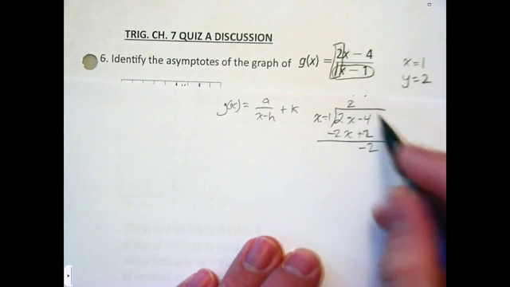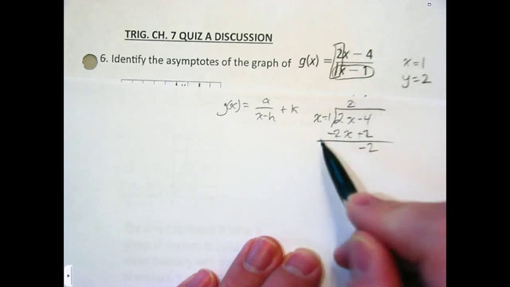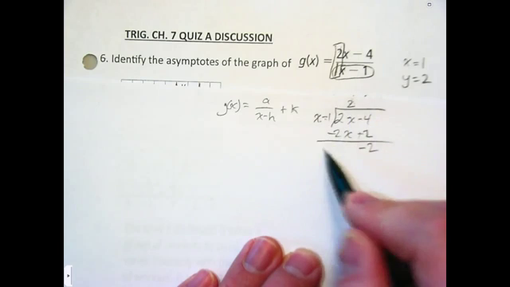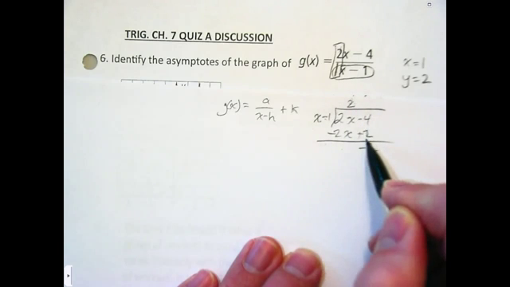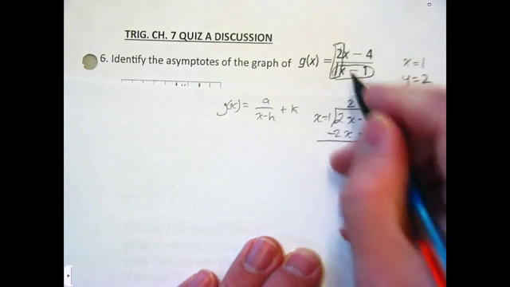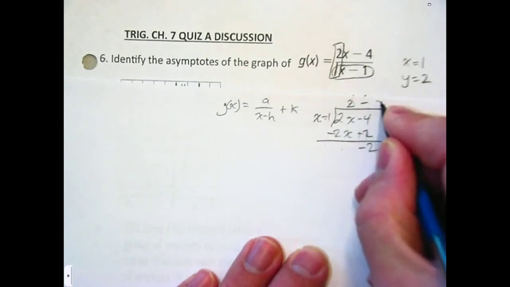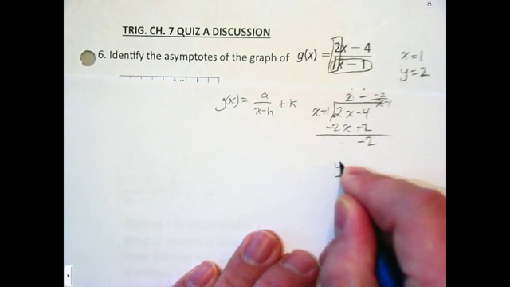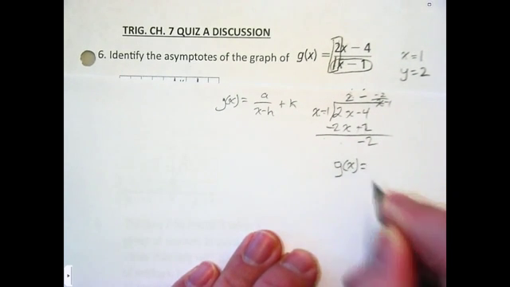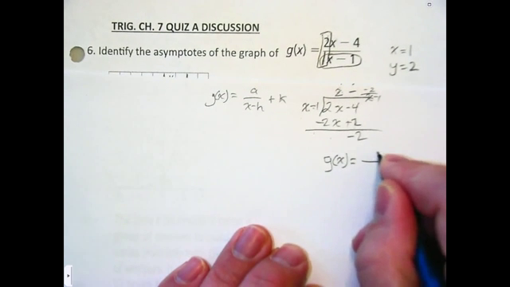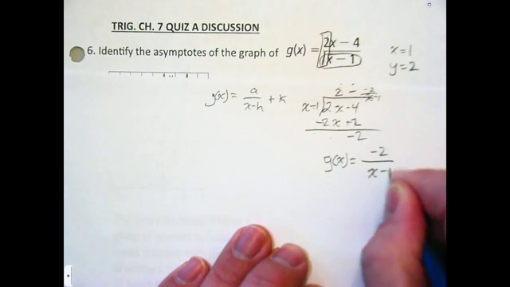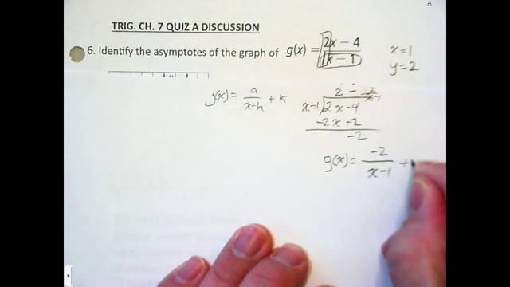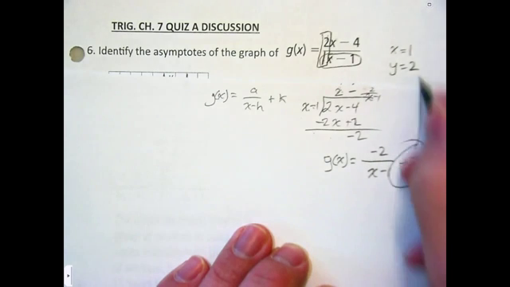Okay, now, did we mess up somewhere there? No? 2x, good. Negative 2. Okay, and so that would give you negative 2 over x minus 1. So you get g of x equals negative 2 over x minus 1, all plus 2. I shouldn't have put 2 negatives up there. Sorry about that. And so there's our k term.